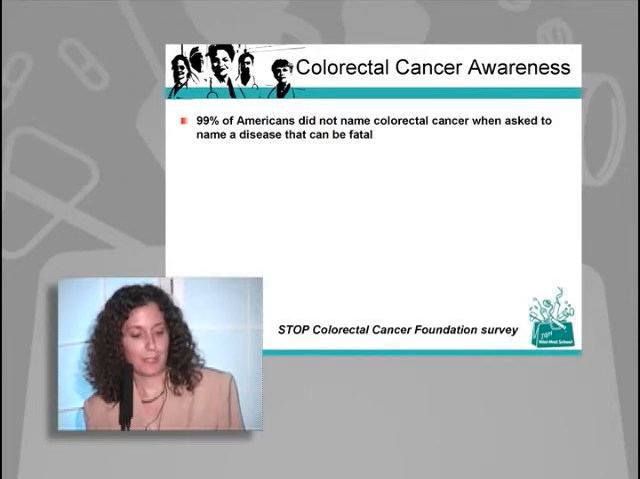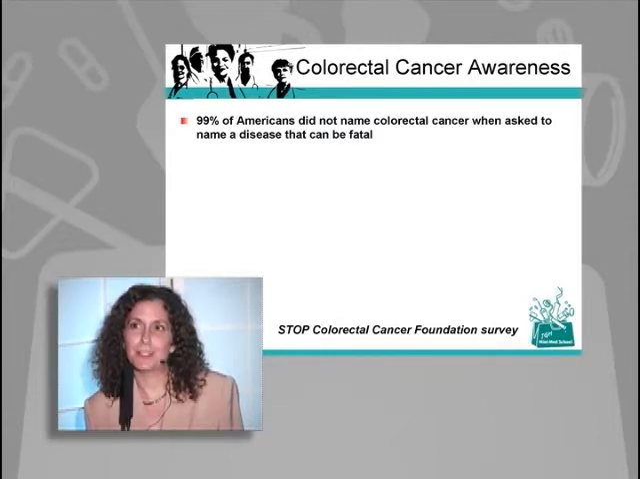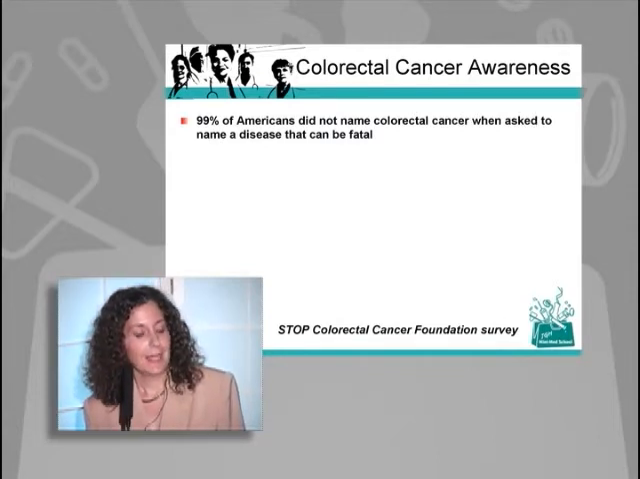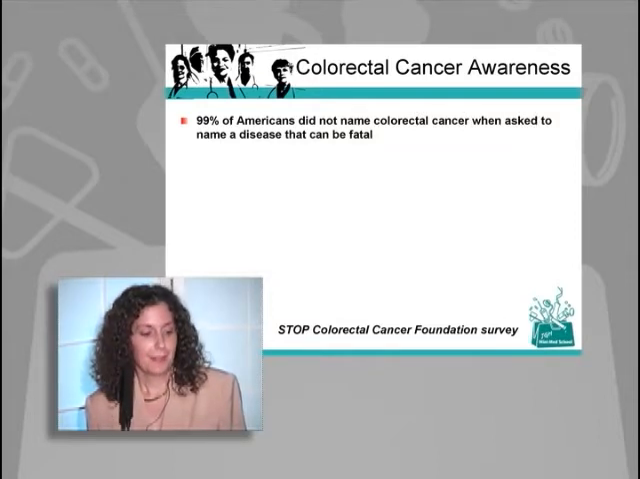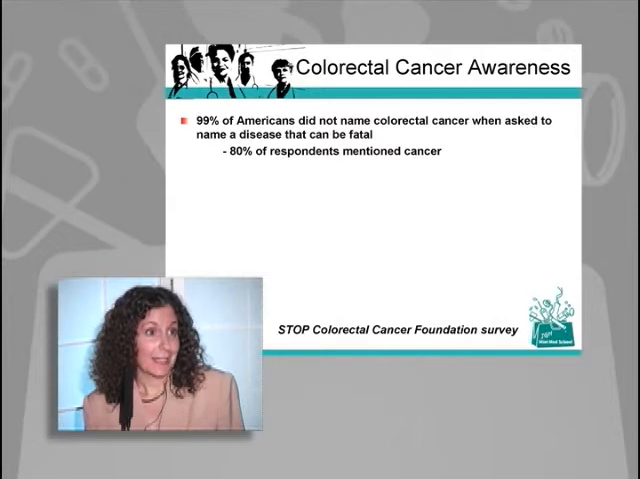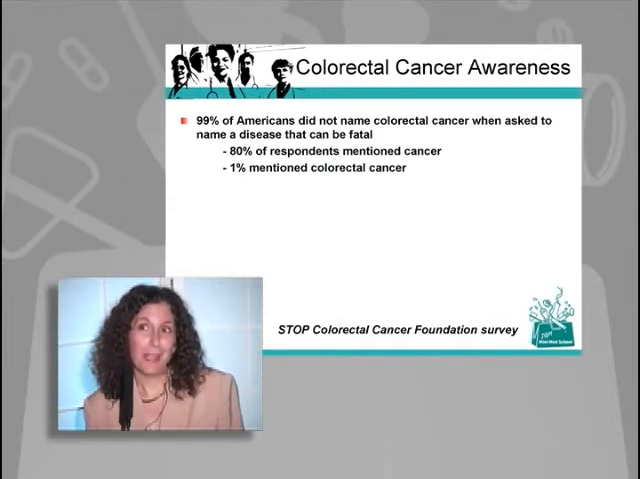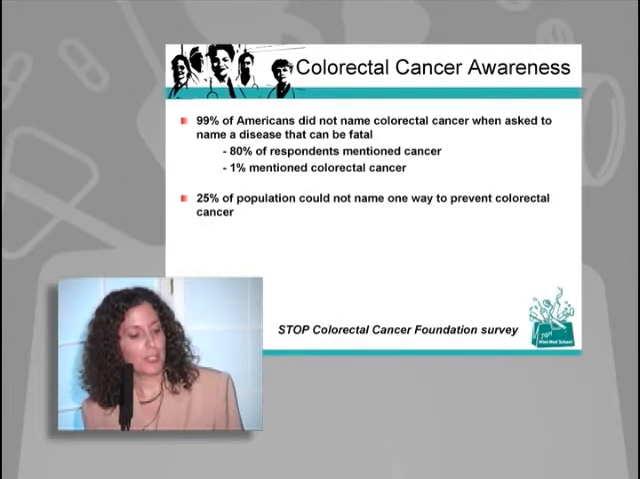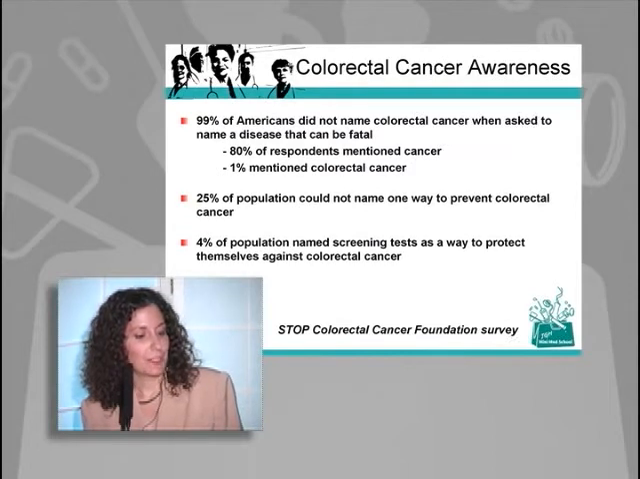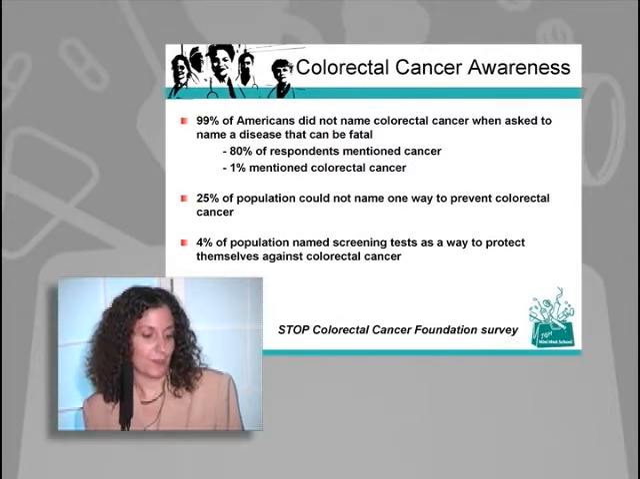So the Stop Colorectal Cancer Foundation went on to survey Americans, and they found that 99% of Americans were not able to name colorectal cancer when they were asked to name a disease that can be fatal and kill them. 80% of them mentioned cancer, but only 1% mentioned colorectal cancer. 25% of the population could not name one way to prevent colorectal cancer. 4% named screening tests as a way to protect themselves against colorectal cancer. That's a minute amount.